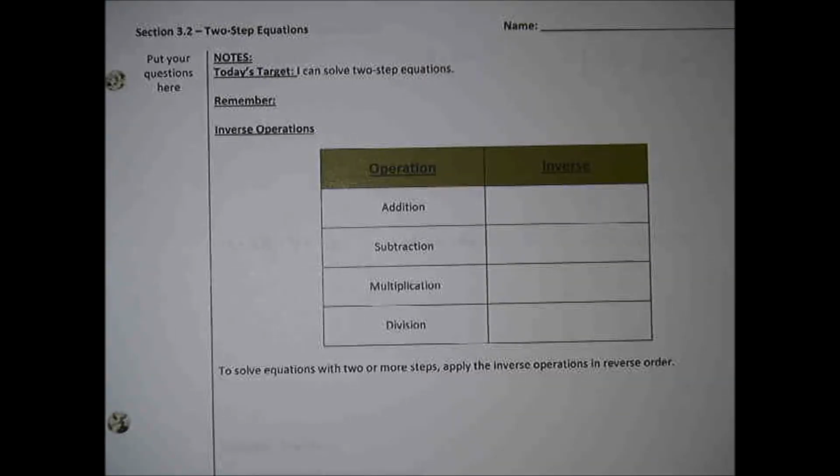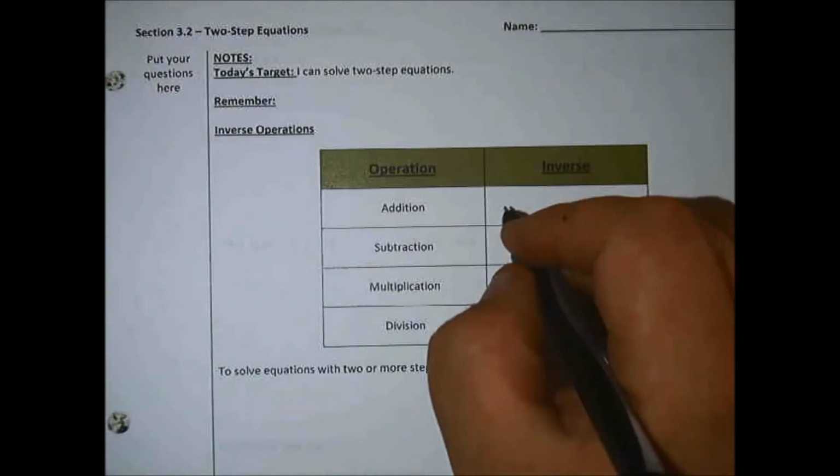All right, we're steamrolling right through the solving equations unit. We have section 3.2 today, solving two-step equations, and that's kind of our target today, is just the ability to solve two-step equations. Remember our inverse operations.